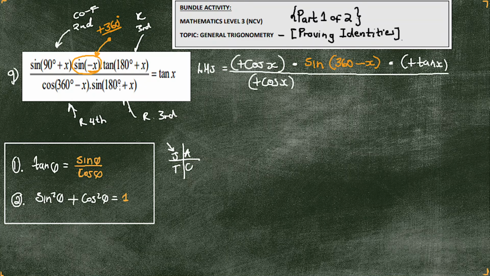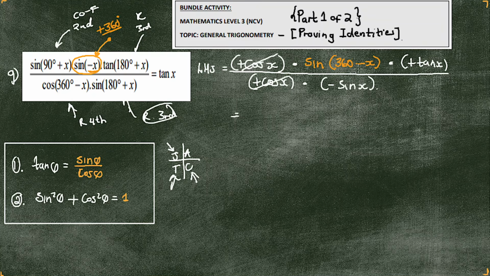because this is found in the fourth quadrant, and in the fourth quad, who's positive? Cos. So when simplifying this reduction formula, we're going to get a positive value. So sine 180 plus x. This is found where? In the third quadrant, and in the third quadrant only tan is positive, so it's going to be a minus sine x when simplified.